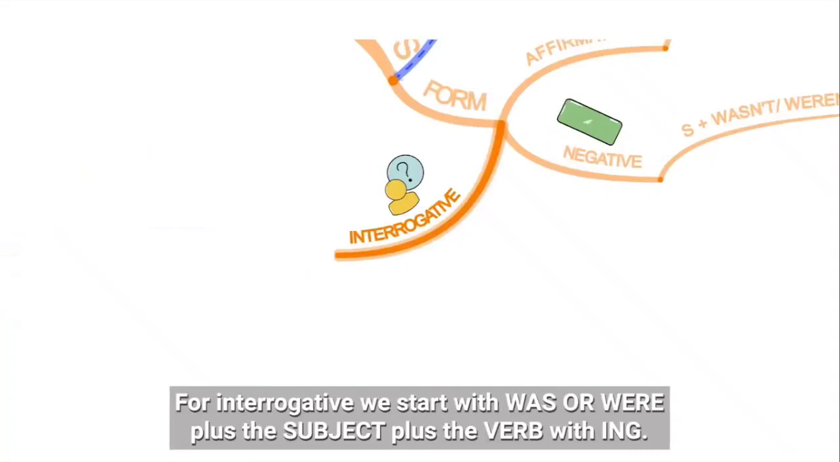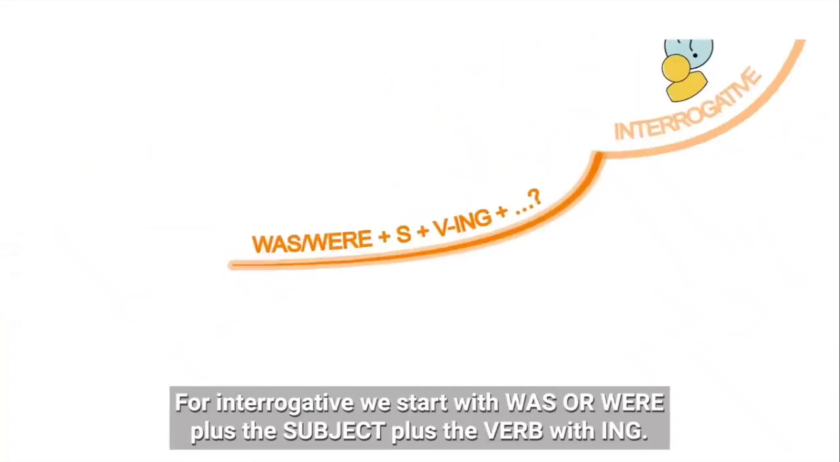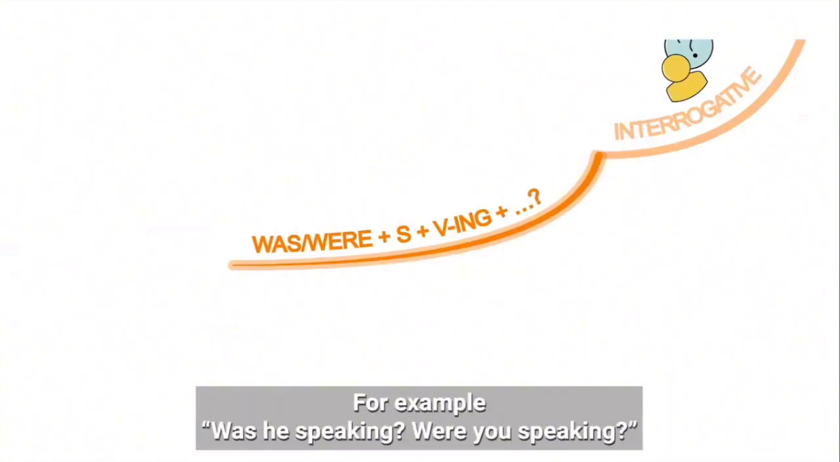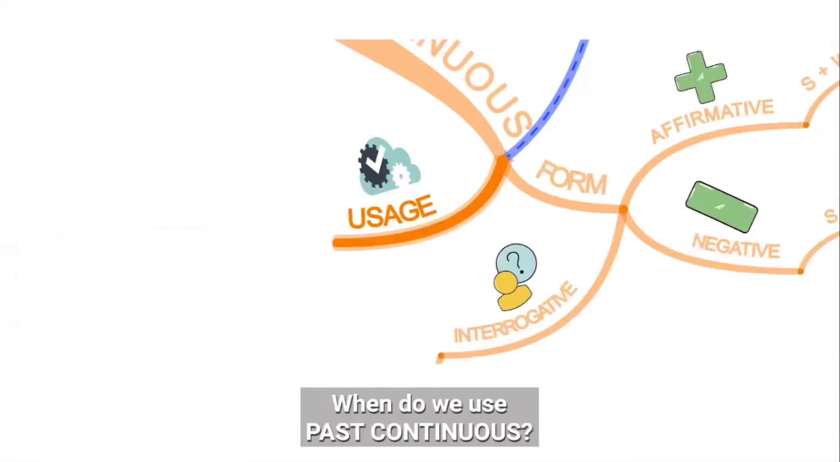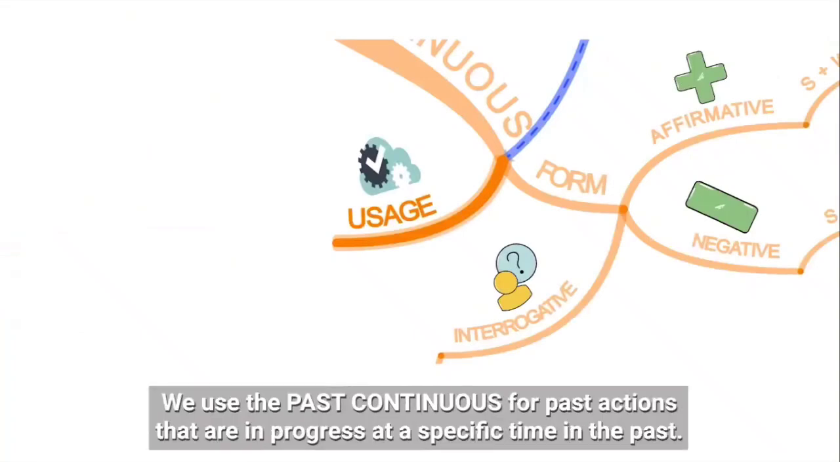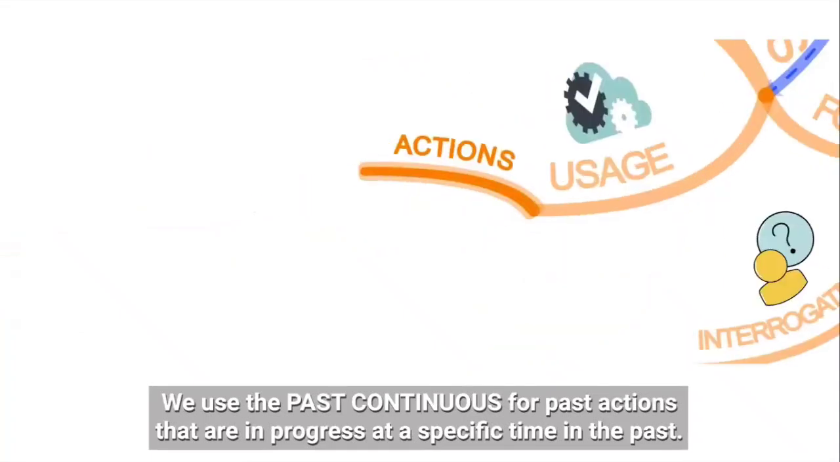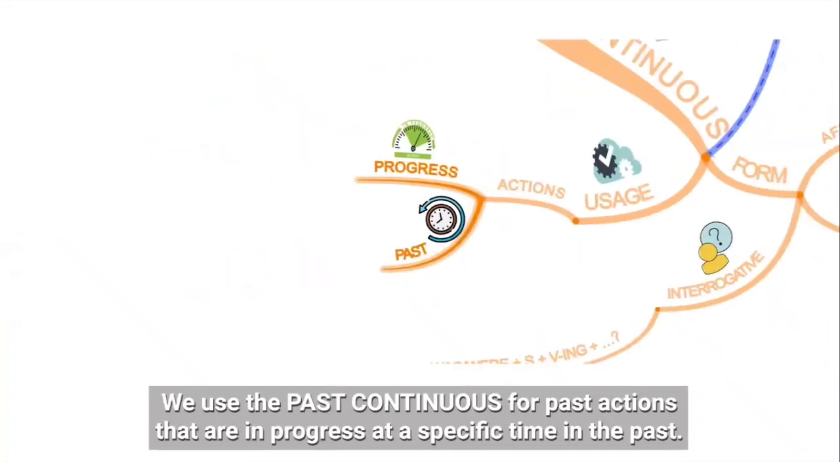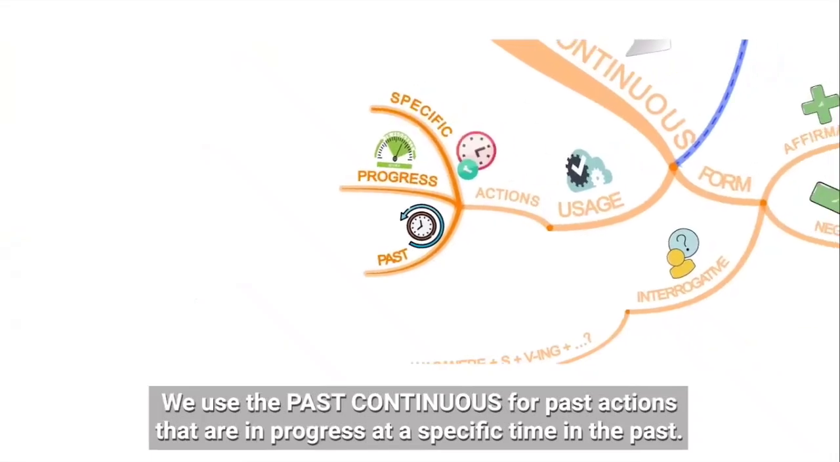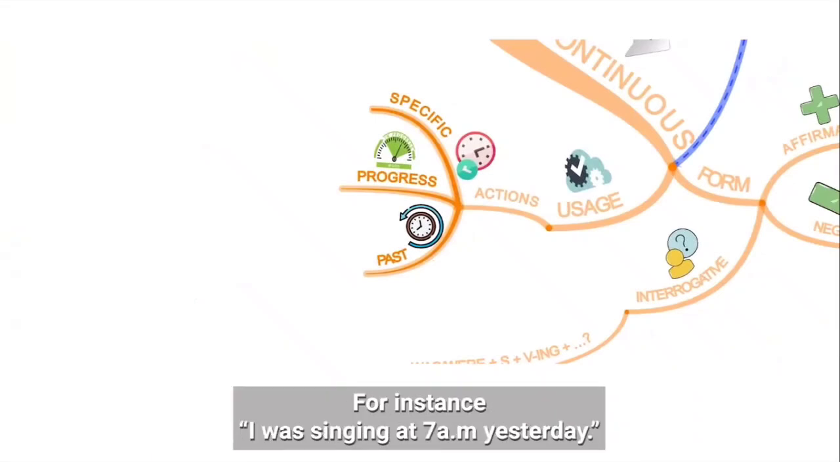For interrogative, we start with was or were plus the subject plus the verb with ing. For example, was he speaking? Were you speaking? When do we use past continuous? We use the past continuous for past actions that are in progress at a specific time in the past. For instance, I was singing at 7 a.m. yesterday.